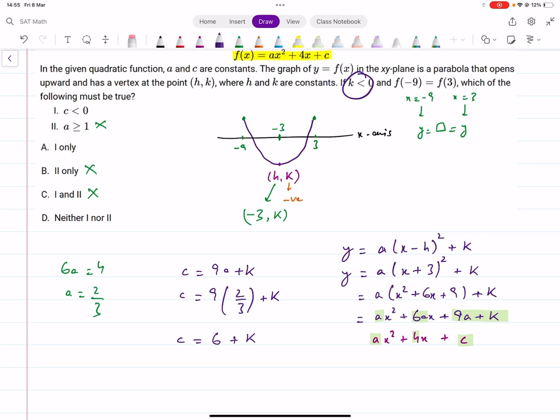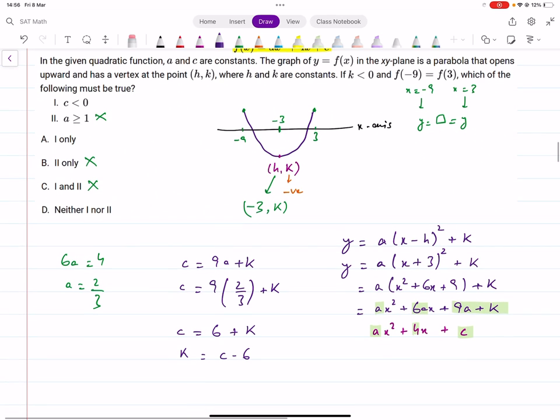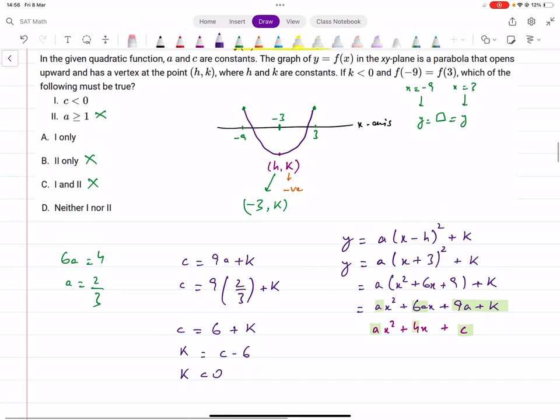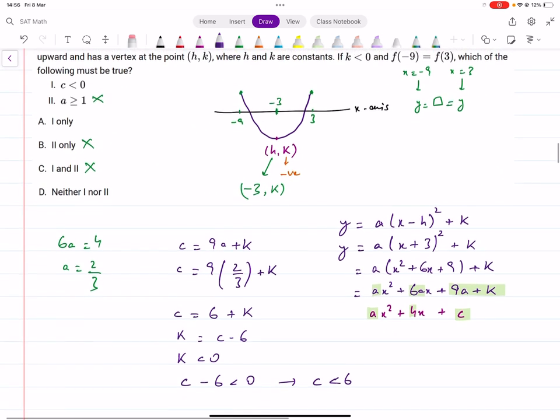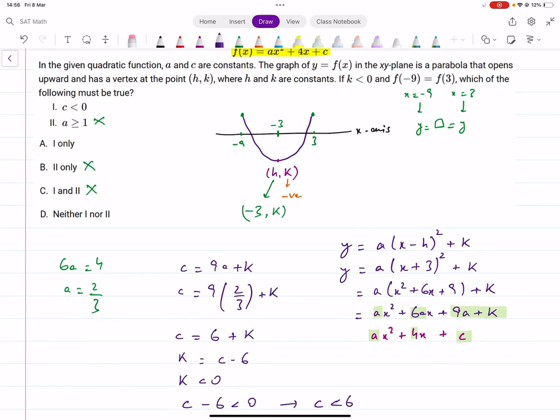Now the question says K is negative, and that's why we could draw this U-shaped curve like this, that the turning point is below the x-axis. C equals 6 plus K. Now, since K is supposed to be less than 0, if we make K the subject here, that gives us K equals C minus 6. Now, since K is less than 0, we can say C minus 6 should be less than 0. And that gives us C less than 6. Okay, so we are getting C less than 6, and the question says C less than 0.